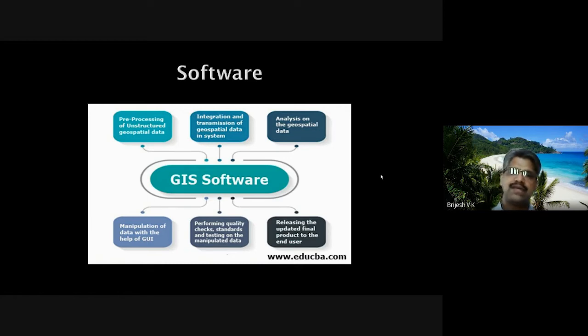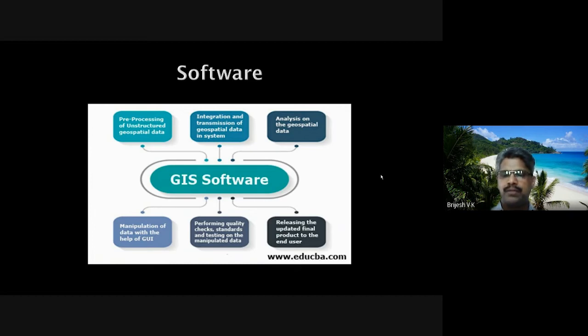And in the case of a GIS software, earlier we had seen the different modules that must be there. So pre-processing of unstructured geospatial data will be done by the software. Integration and transmission of geospatial data will be done. That is also done by the software. Analysis on the geospatial data will be carried out. Then releasing the manipulation of data with the help of the graphical user interface, or the GUI, will be done. Then performing quality checks, standards, and testing on the manipulated data will also be done by this.